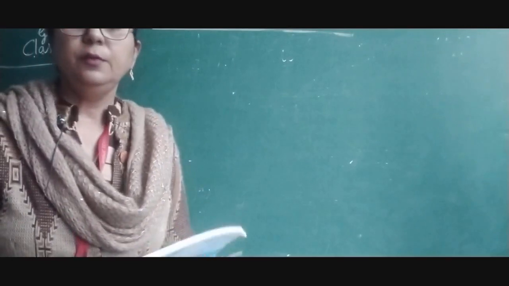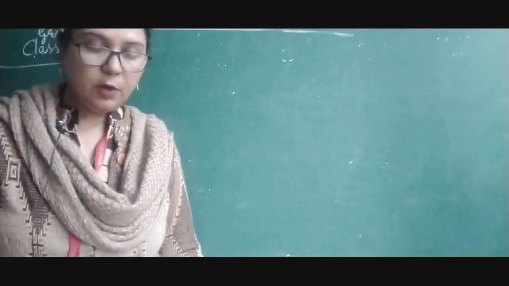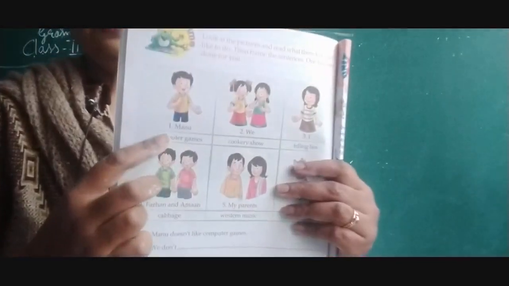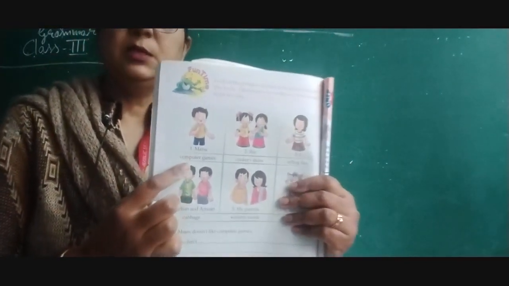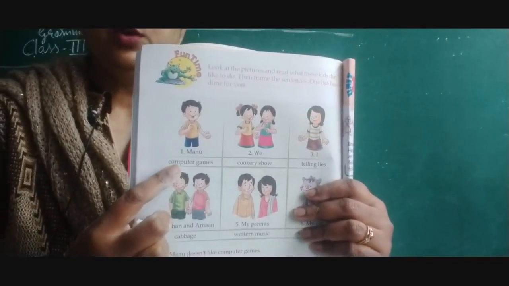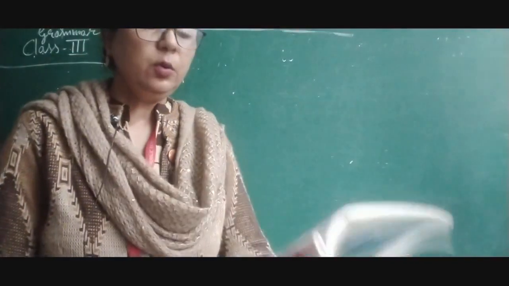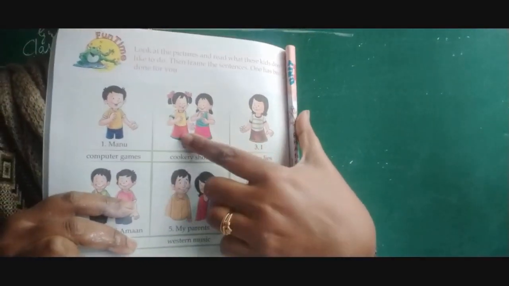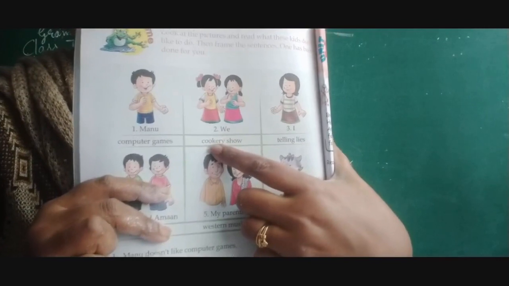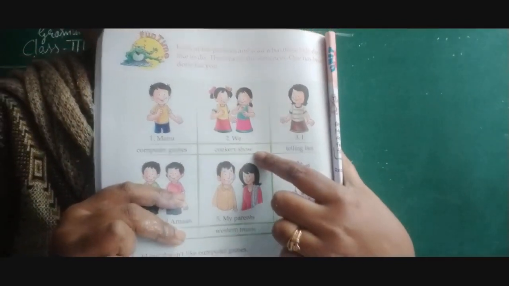Now children, we can watch over here, that is Manu. Here it is given Manu, and whatever the liking or disliking of this boy is also given over here. So the first one is already done. Here you can see the second one. There are two girls, and what they do not like is a cookery show.